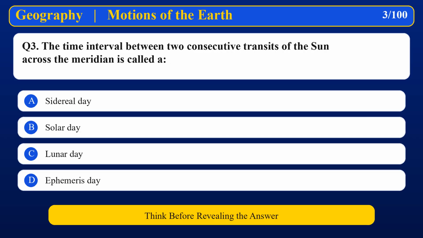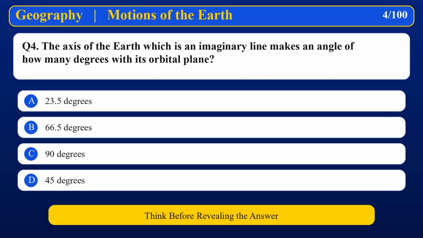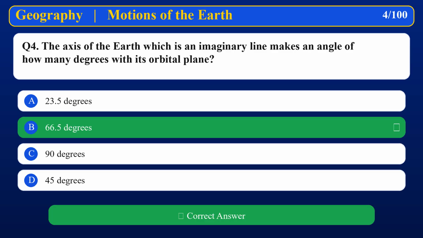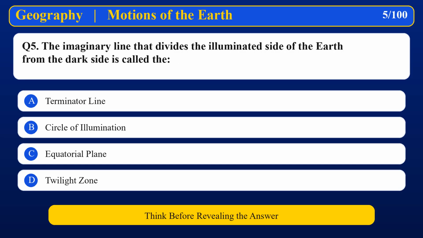The time interval between two consecutive transits of the Sun across the meridian is called a solar day. The axis of the Earth, which is an imaginary line, makes an angle of how many degrees with its orbital plane? 66.5 degrees. The imaginary line that divides the illuminated side of the Earth from the dark side is called the circle of illumination.